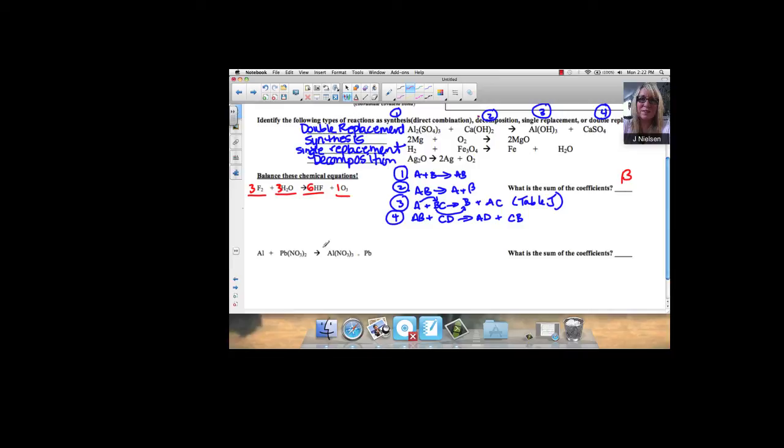Let's look at the next one. This contains a polyatomic. Whenever a polyatomic stays intact, that's a good thing. I have 3 here and 2 here. So that's not going to work. This is an odd and an even. We want the least common multiple. So the least common multiple between 2 and 3 is 6. So if I make this a 2, 2 times 3 is 6NO3. If I make this a 3, 3 times 2 is 6NO3. And now I need 2Al here, 3Pb here, and the sum of my coefficients is 10.